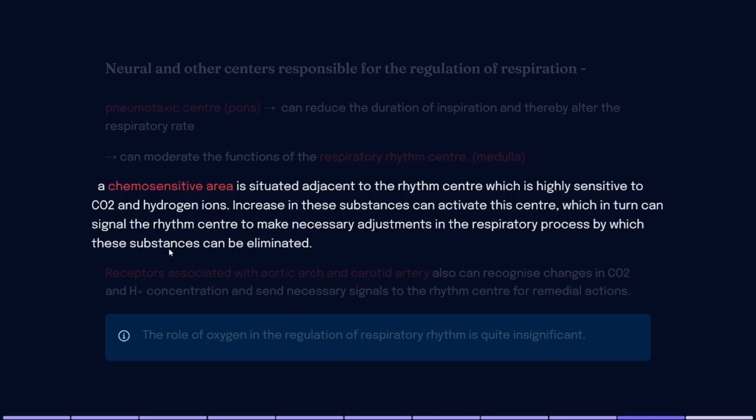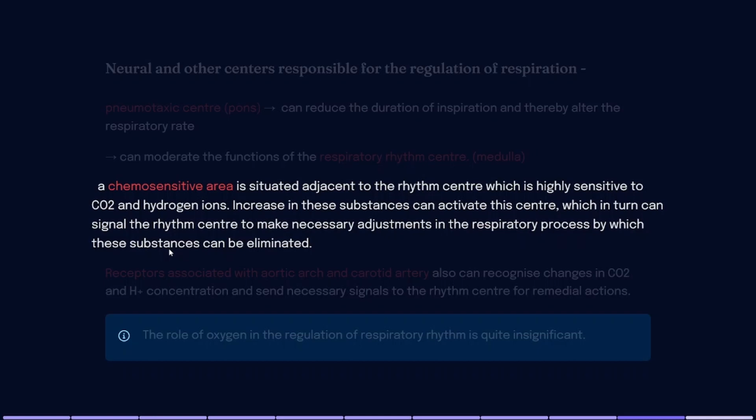And a chemosensitive area is also present adjacent to the respiratory rhythm center, which is highly sensitive to CO2 and hydrogen ions. You can read this whole part in NCERT. An increase in these substances can cause this center to signal the respiratory rhythm center that certain changes need to be made in the respiratory process so that these substances, H positive and CO2, can be removed. So the chemosensitive area can indirectly signal the respiratory rhythm center, which is present in the medulla.